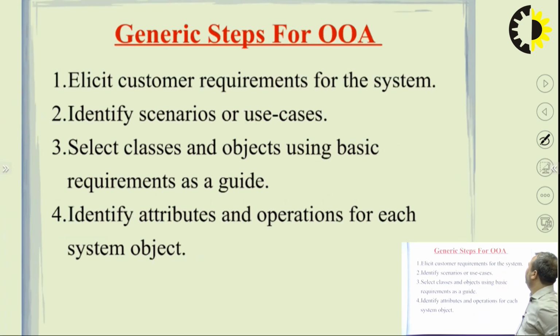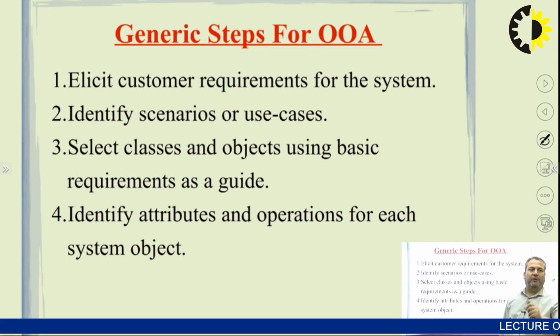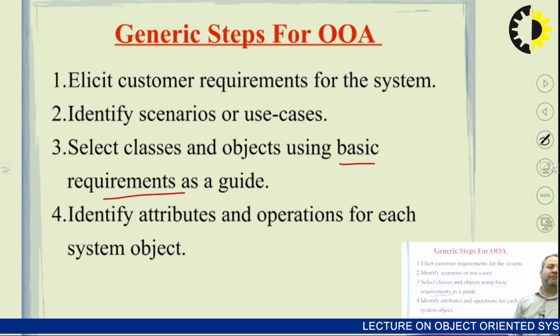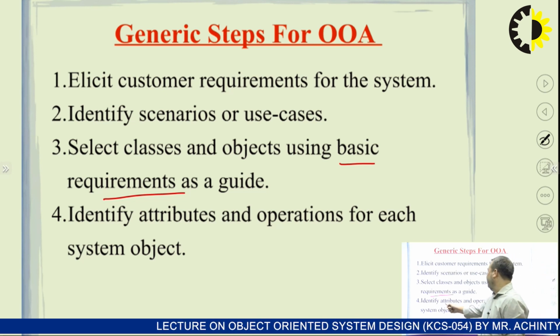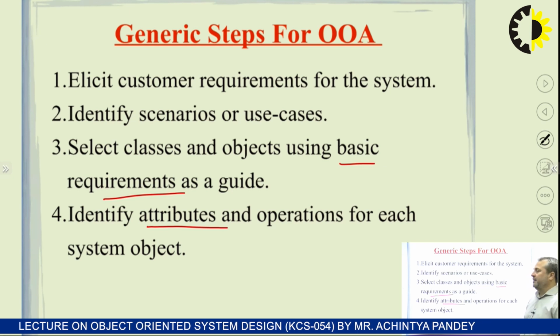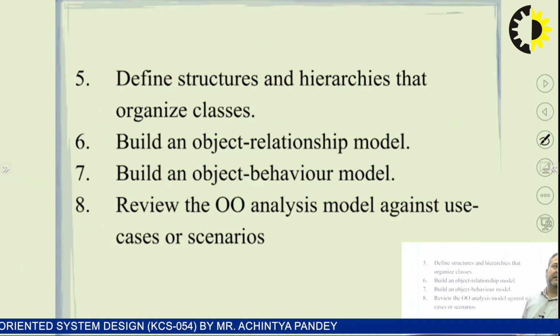What are the generic steps of object-oriented analysis? So these steps are mentioned. First, elicit customer requirements for the system. Identify scenarios, or we can say use cases. Select classes and objects using basic requirements. On the basis of basic requirements, we can identify the classes and objects. And once we identify the classes and objects, then we can identify attributes and operations, meaning methods, for each system object. So these all are the basic or generic steps for any object-oriented analysis.